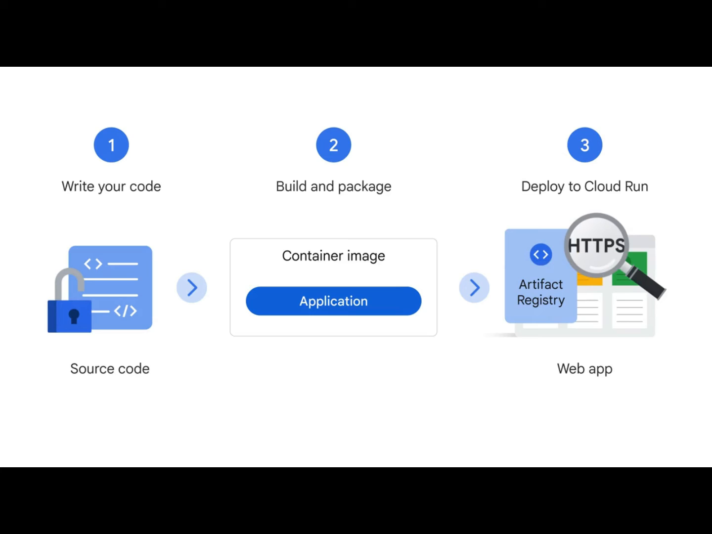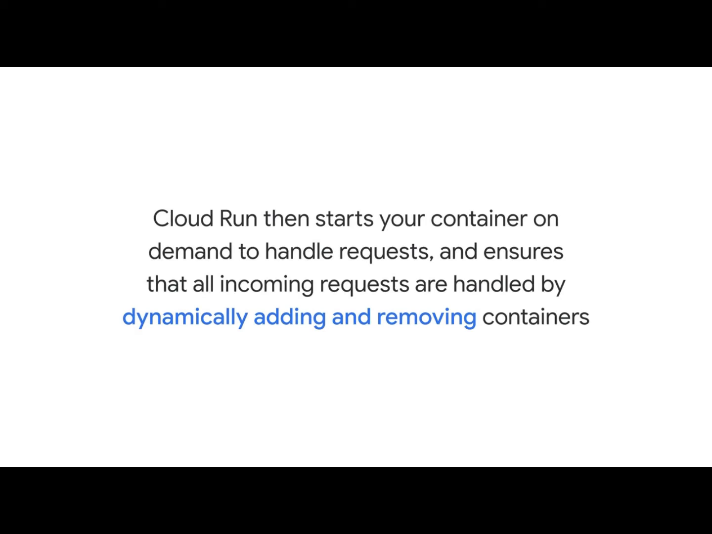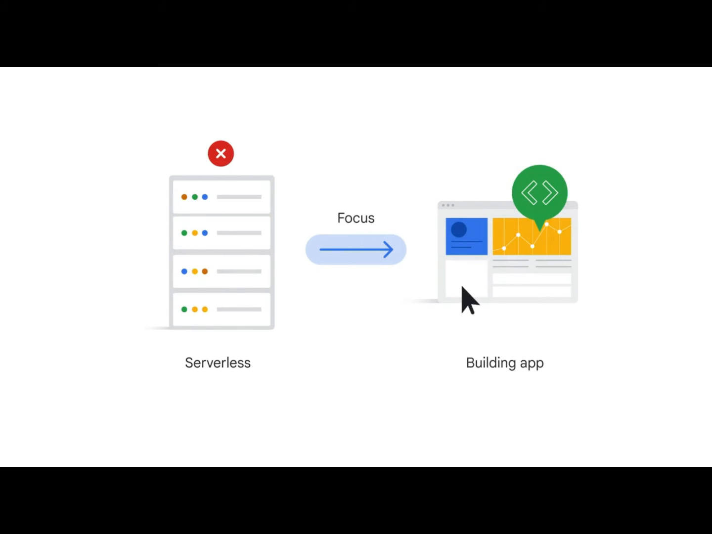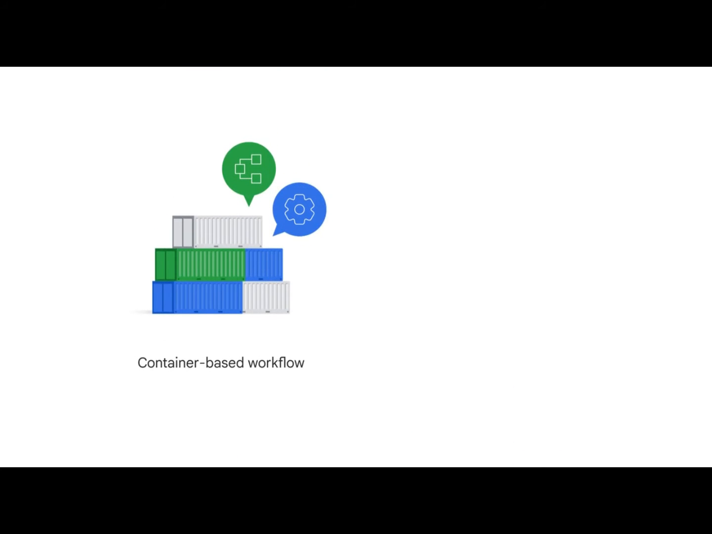Once you've deployed your container image, you'll get a unique HTTPS URL back. Cloud Run then starts your container on demand to handle requests, and ensures that all incoming requests are handled by dynamically adding and removing containers. Because Cloud Run is serverless, it means that you, as a developer, can focus on building your application and not on building and maintaining the infrastructure that powers it. For some use cases, a container-based workflow is great because it gives you a great amount of transparency and flexibility. If you build the container image, you have the power to decide exactly what file ends up in your container image and how it gets there.